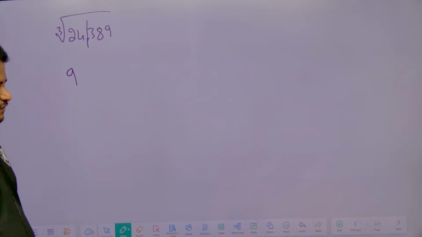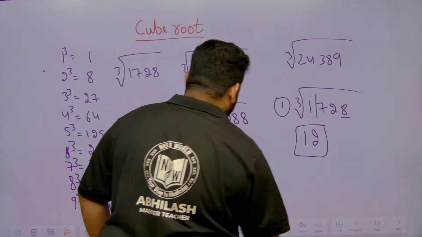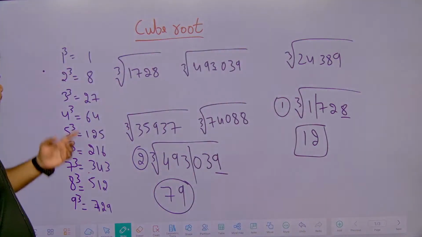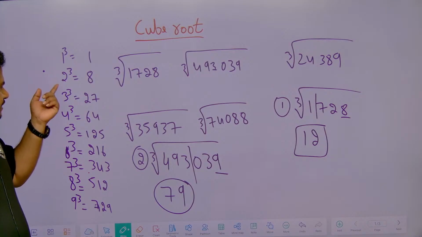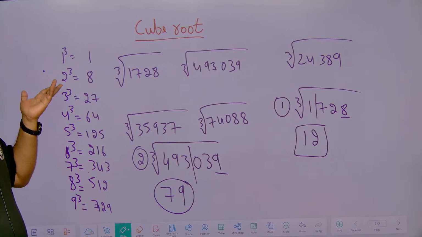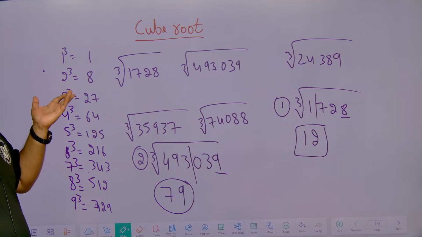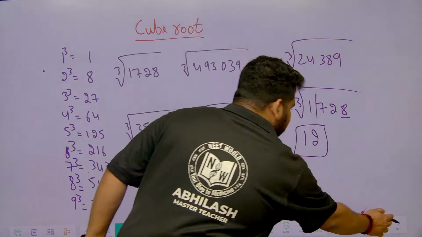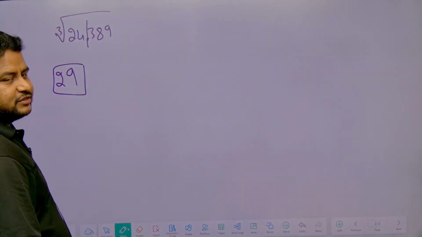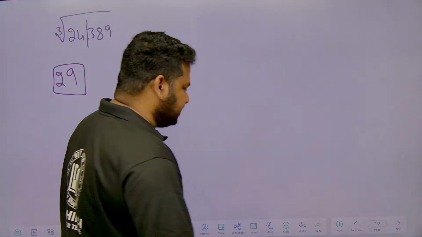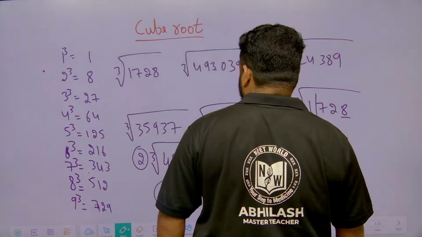24 is there. 24 is coming between which cube and which cube? 2 cube and 3 cube. If you compare between 2 cube and 3 cube, which is smaller? 2 cube. So just write 2. The answer will be 29. So the cube root of 24389 is 29. Easily you will get the answer. Next one, what do we have?